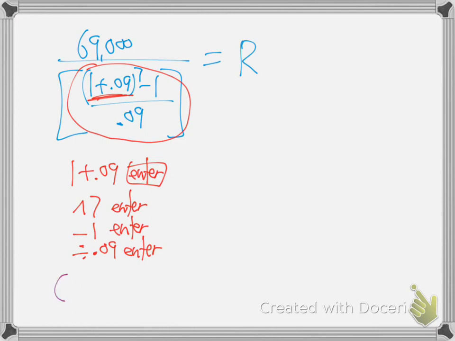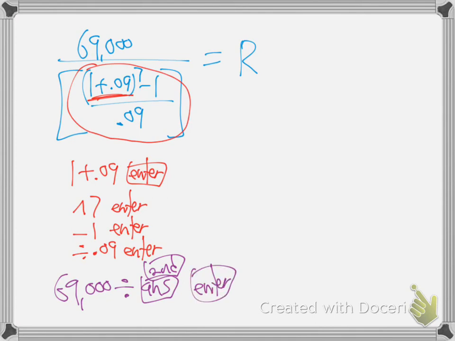Then you type 69,000 divided by, and you hit the answer key. Do you know where that is? You got to hit second answer. It's right at the bottom of the calculator. So you're saying 69,000 divided by the previous answer, and hit enter. And you'll have it. Does that make sense? Let's try it.